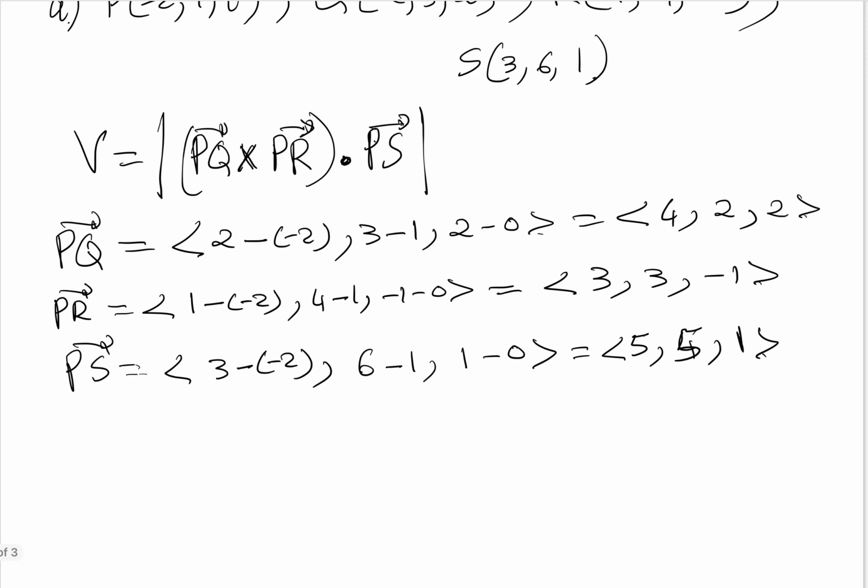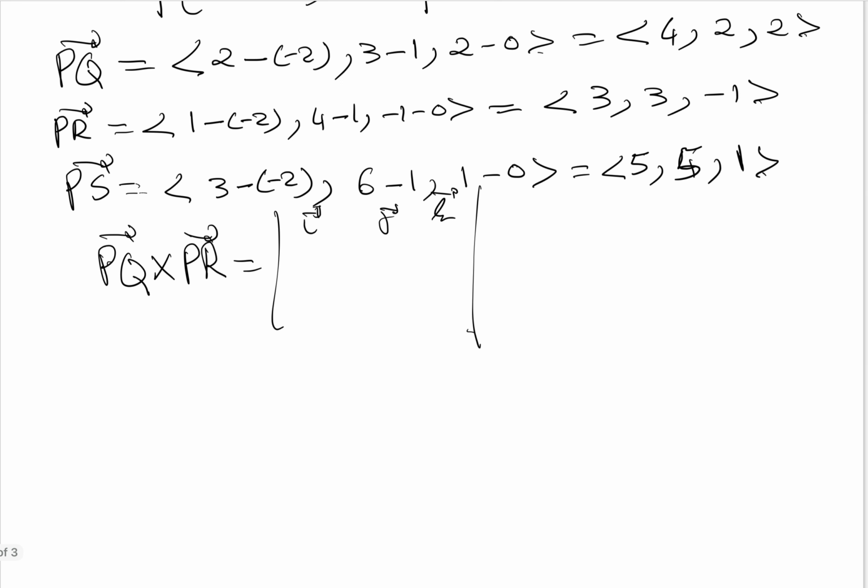So now, let's find this one first. Let's find this one first, and after you can take the dot product, okay? Find this one first and take the dot product. So the PQ vector first.